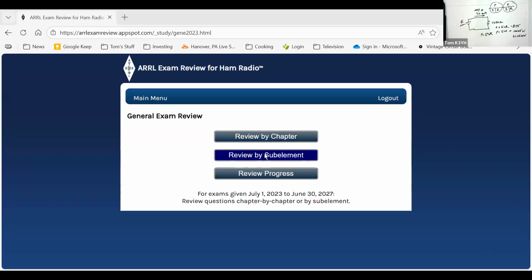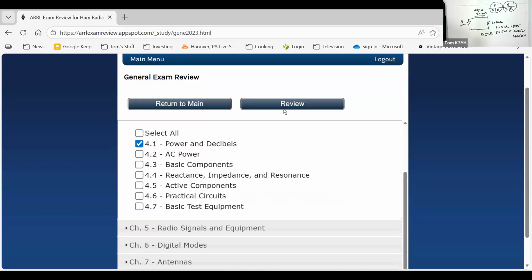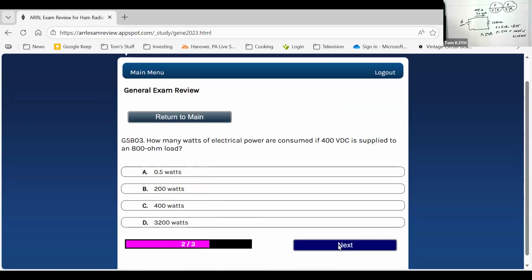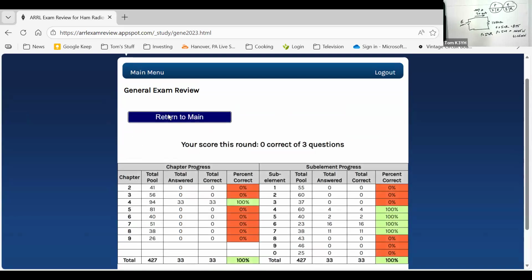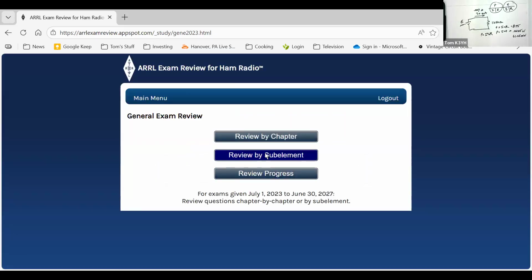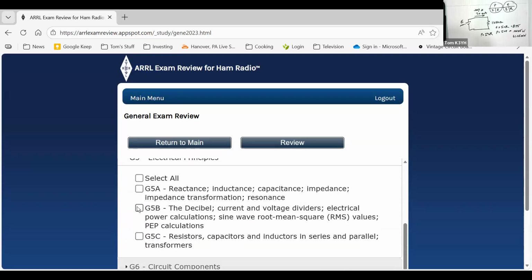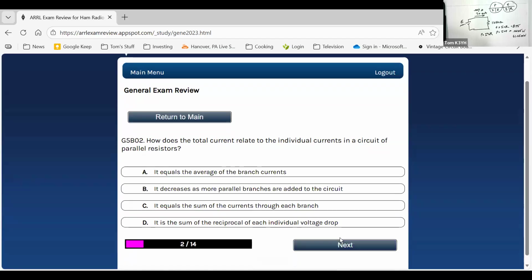Let's see. Review. I'm going to do questions by chapter. I'm in chapter B05, or B04, I guess. I'm going for B05. Did you do it by subunit? That should work. Which sub element is it? G5B. And I went G5B05. Right.